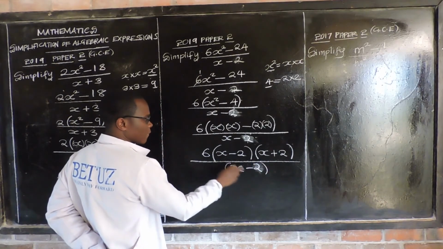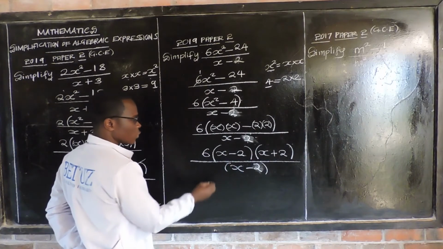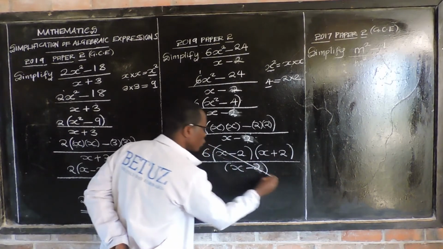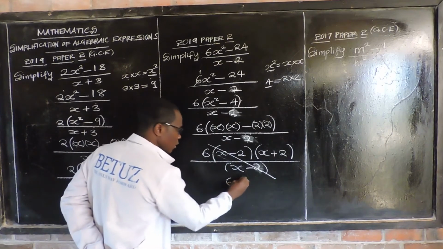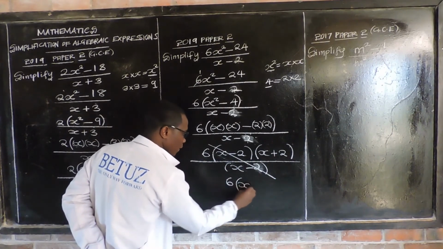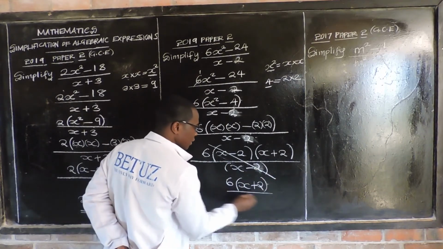they're just the same. This part and this part, they're just the same. So realize these two are going to go. We are going to remain with 6. This is our 6. Take note. Then we have this part x plus 2. Okay, this is our answer.